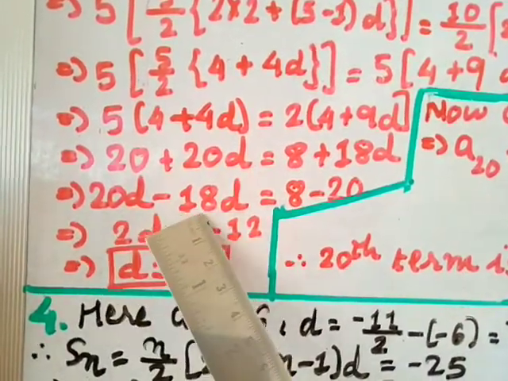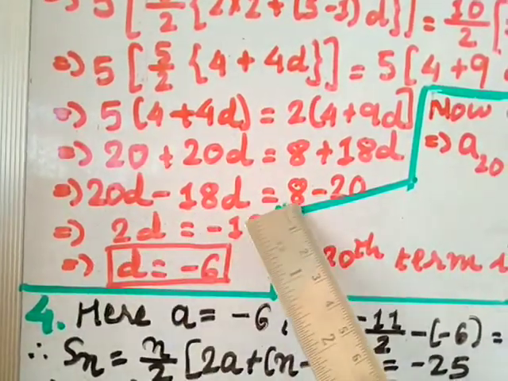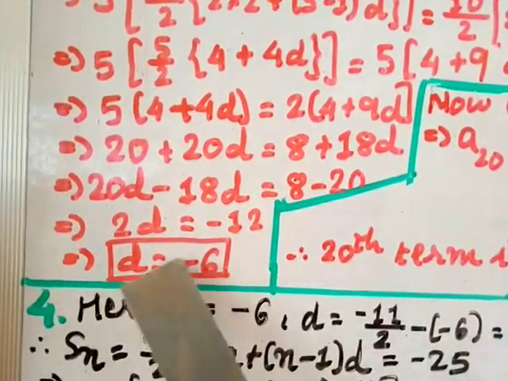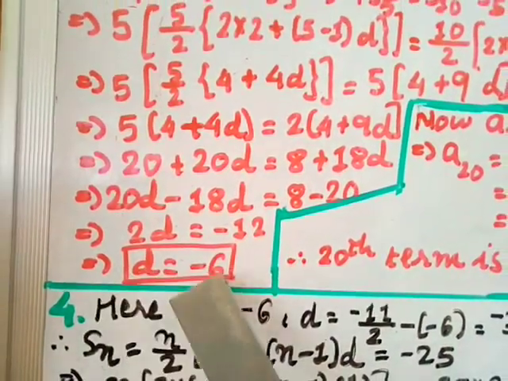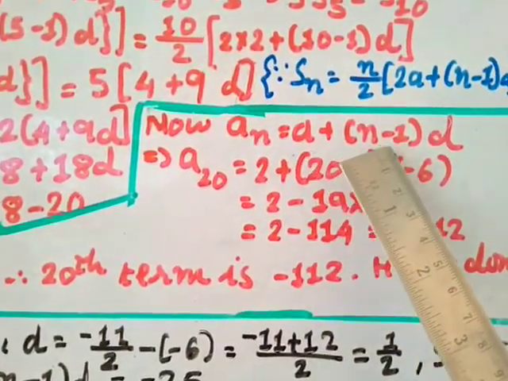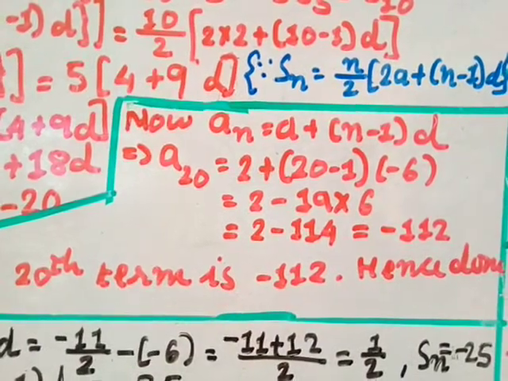20d minus 18d will give you 2d, equal to 8 minus 20, which is minus 12. Divide by 2 on both sides, so the d value is minus 6. So we found the d value as minus 6. Now an = a + (n - 1)d. This is the formula of an.